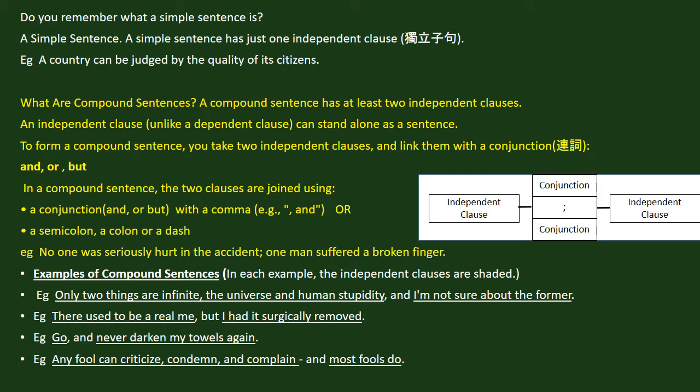In a compound sentence, the two clauses are joined using a conjunction, like I said, and, or, but, including a comma, or instead, you can just put in a semicolon, a colon, or a dash. For example, no one was seriously injured in the accident; one man suffered a broken finger. So in this example, you can see that the two independent clauses are separated by a semicolon in the middle.